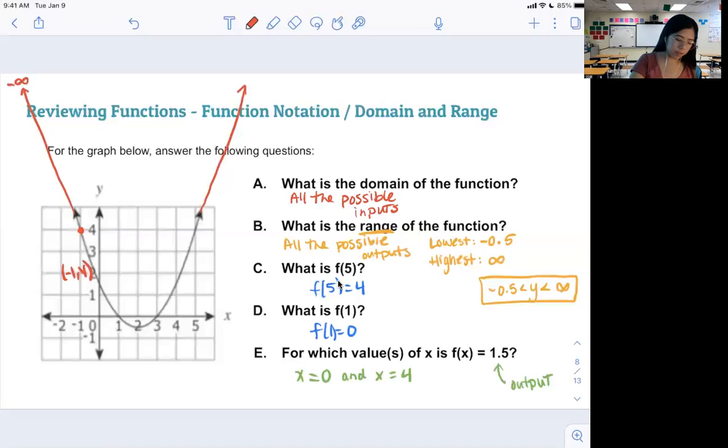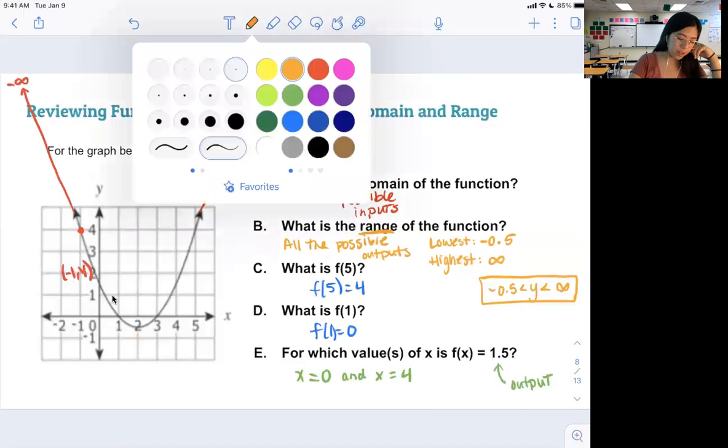On the other side, it goes to positive infinity because it never stops. It has a minimum on the y value, right? It's never going to go lower than -0.5, but that's when I'm talking about y values. If I'm talking about x values, it never stops. It goes all the way from -infinity to positive infinity.